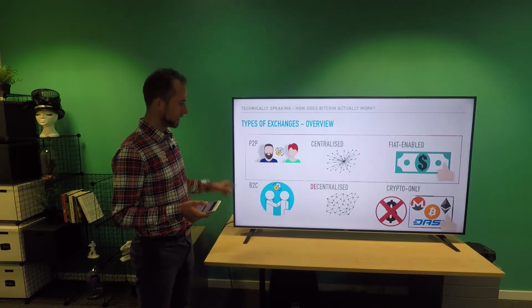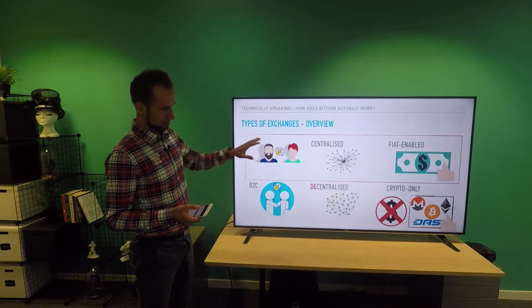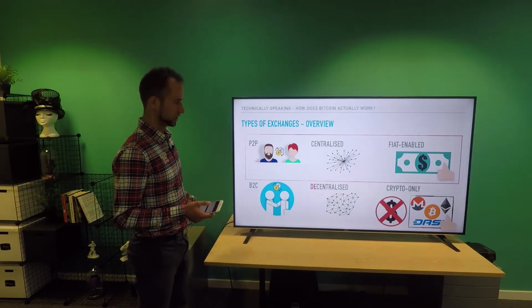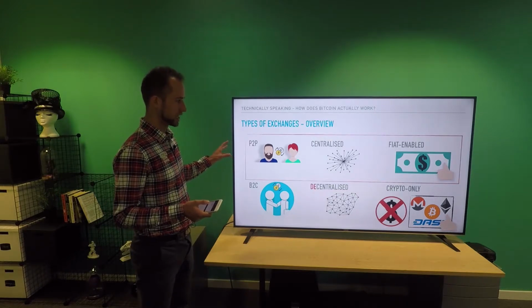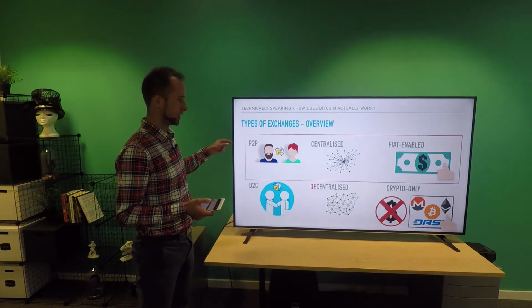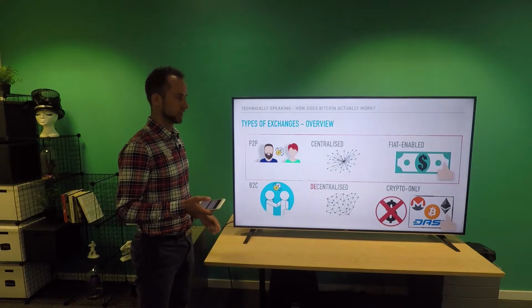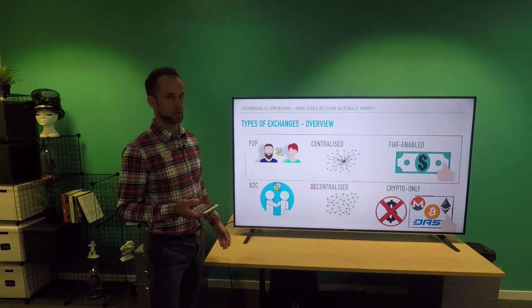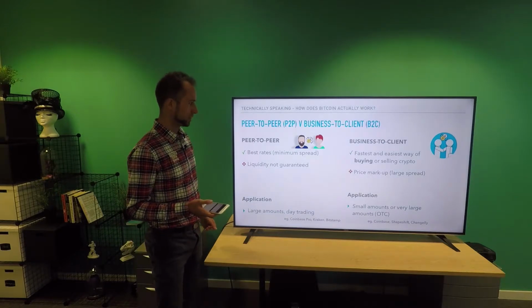And I'll talk about all of those types of exchanges. And later on, I'll try to take you through a trading experience on a peer-to-peer, centralized and fiat-enabled online exchange, which is the most common type and the one that you most likely end up on.